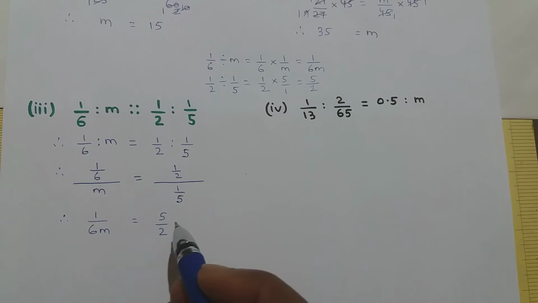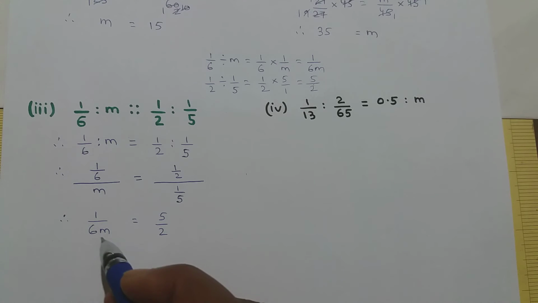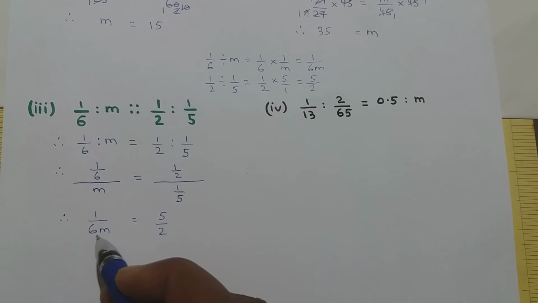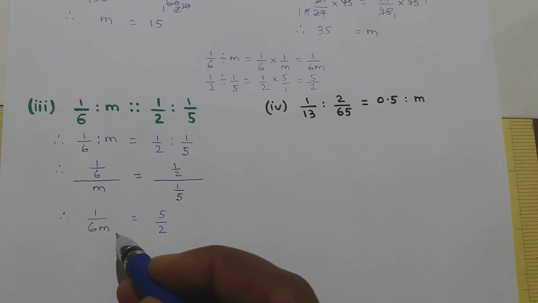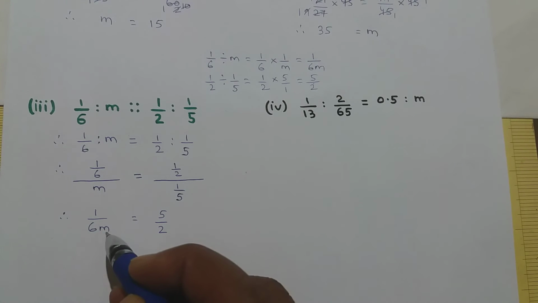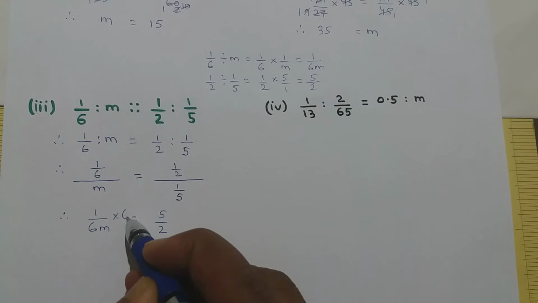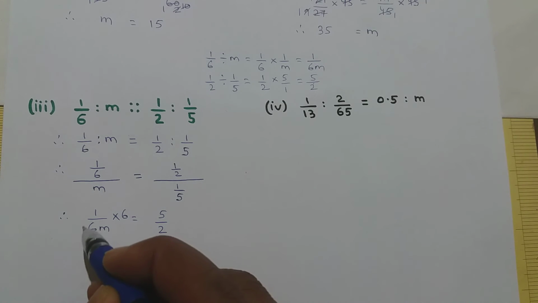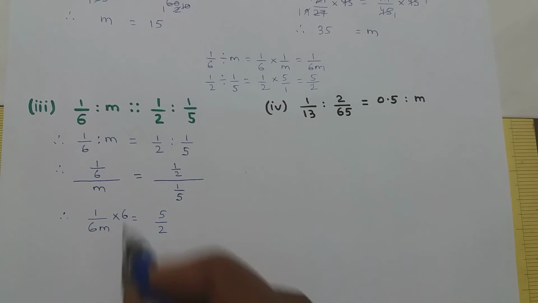And now this is a linear equation in one variable, where the variable is m. So we have to find the value of m. In order to find the value of m, first I will try to get rid of this 6. So I will multiply 1 upon 6m with 6.